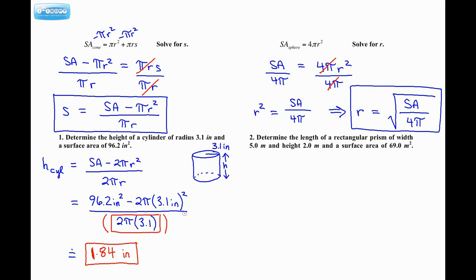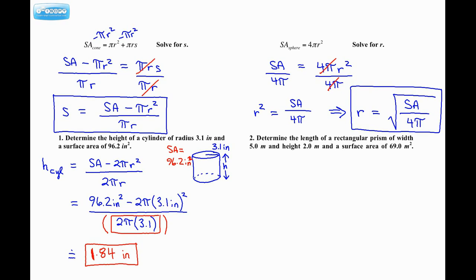And the surface area of the whole thing, well, I can't exactly point to one part, so you could make note, if you want, that the surface area was 96.2 inches squared. So drawing pictures never hurts. There we go.